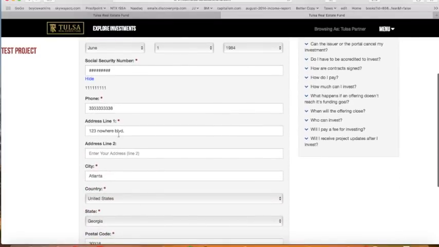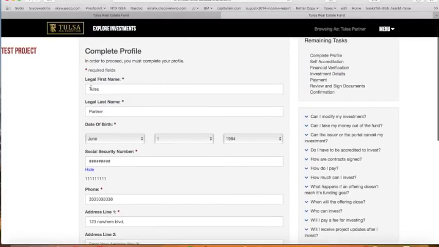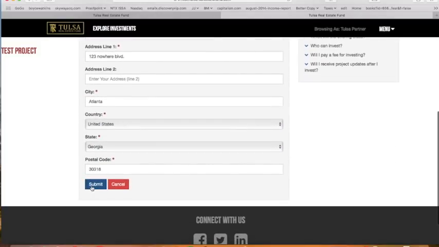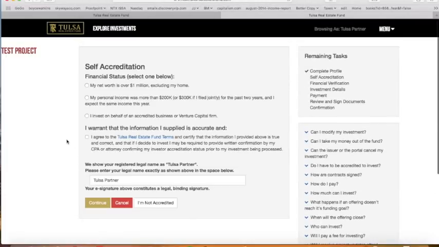One important thing I want to make sure of is that you put your legal first name and legal last name. Make sure there are no nicknames or anything of that nature, because there are some aggressive checks that we'll talk about that really verify who you are. So this is the self-accreditation piece, and this is the piece that a lot of people are wondering about.